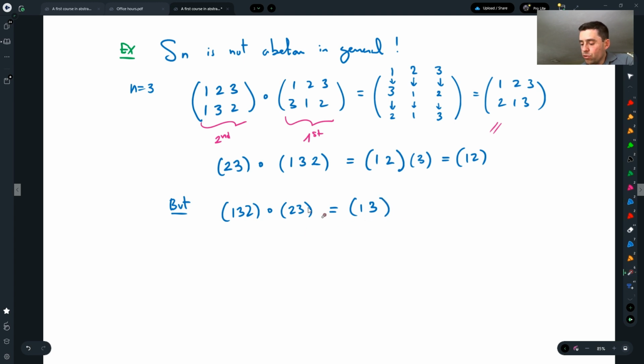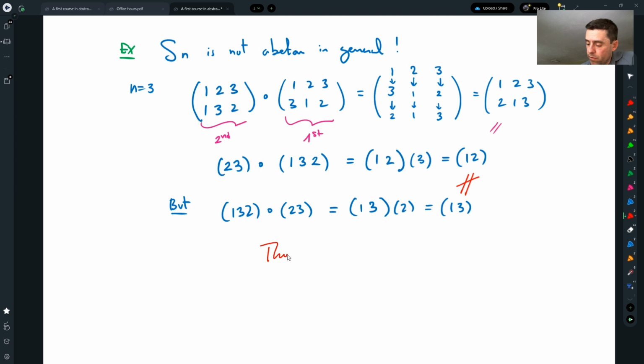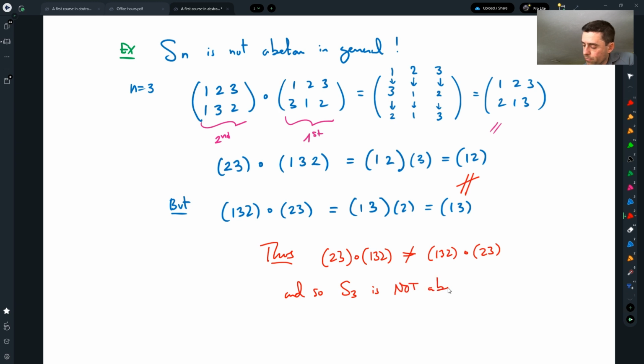And then what happened to 2? 2 goes to 3, and 3 goes to 2, so 2 stays put. So this one is actually (1, 3). And then you can see that these are not the same operation. So these are not the same symmetries or the same bijections, and therefore composing (2, 3) with (1, 3, 2) is not the same as composing (1, 3, 2) with (2, 3), and so S3 is not abelian. It's not commutative.